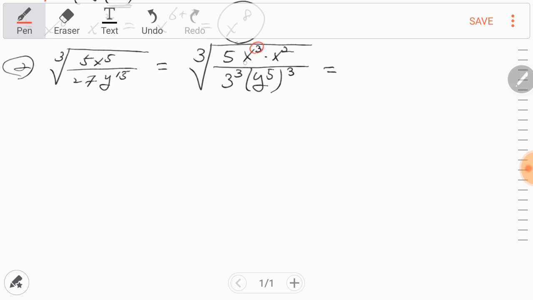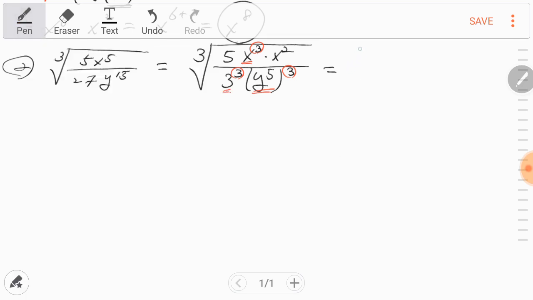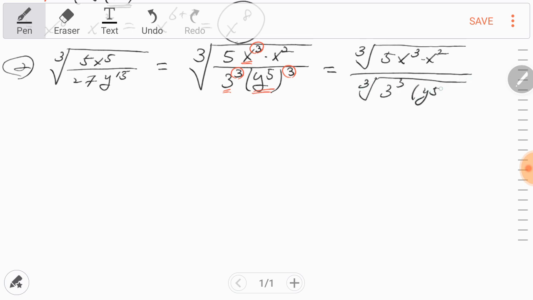So this is 3, so you can take this x out. And this is 3, so you can take this y to the 5th power. And this has exponent 3, so you can take this 3 out. And the other stays inside the cube root. Alright, then actually you can separate the numerator and the denominator with the cube root. Alright, then this is equal to.